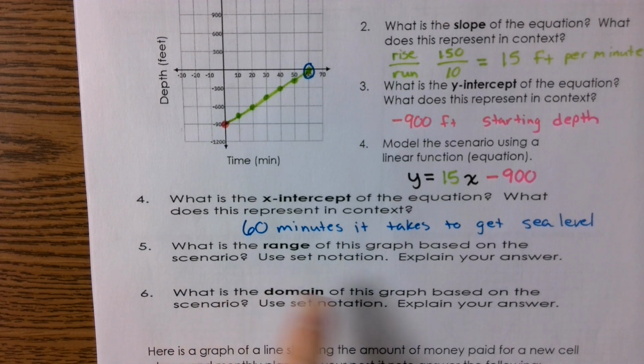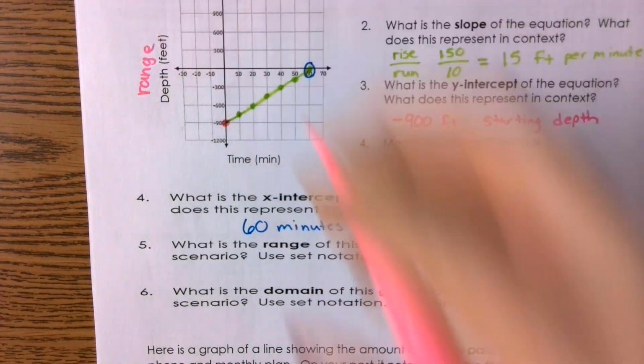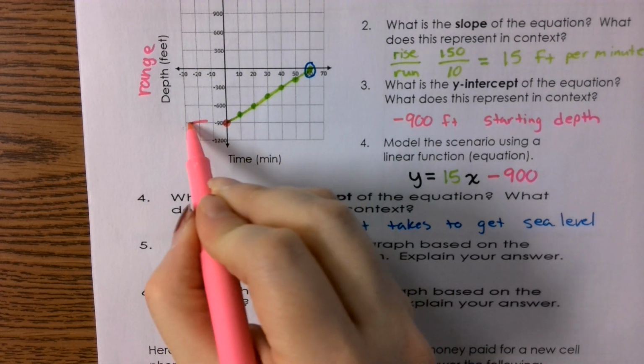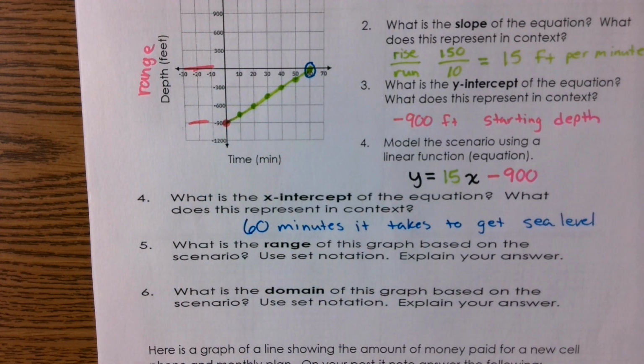Okay? All right, number 5, what is the range of this graph based on the scenario? So the range of the graph, meaning the lowest to the highest point. And we want to write it as an interval. Okay, we want to write it as an inequality, a compound inequality. What is that compound inequality going to be? For the range, remember range is going to be the depth. So going from this point up to this point, what is our range interval?